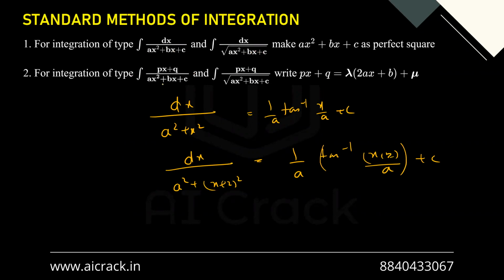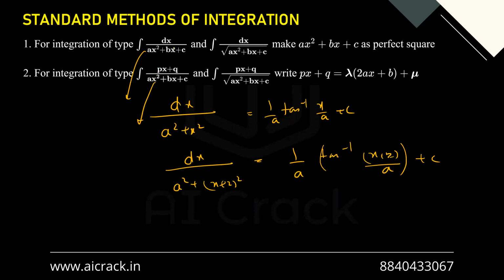Now coming to the second one, px plus q divided by ax square plus bx plus c. In this case, what we have to do is convert the numerator as a derivative of the denominator, in both the cases, in this one as well as in this one. So we'll see with the help of an example how to proceed with this one, because it's not a simple one. It's not a shorter one basically. This one is pretty straightforward and shorter, but this is not a shorter one. It can take a little more time. So we'll see both of these with the help of an example.